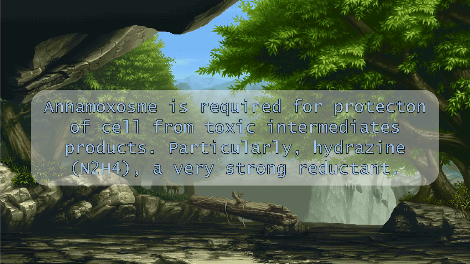The reactions occur within a specialized cytoplasmic structure which constitutes 50 to 70% of the total cell volume, the anammoxosome. The strong anammoxosome membrane is required to protect the cell from the toxic intermediates produced during ANAMMOX reactions. These include, in particular, the compound hydrazine, a very strong reductant.